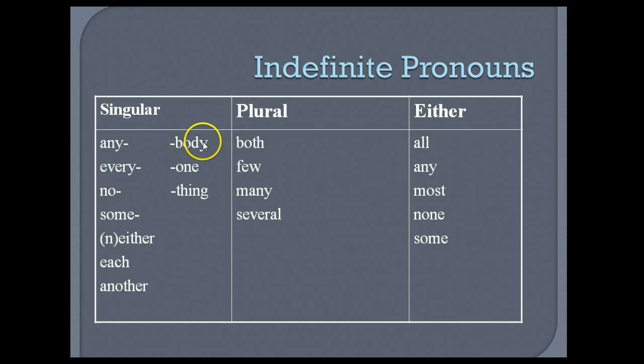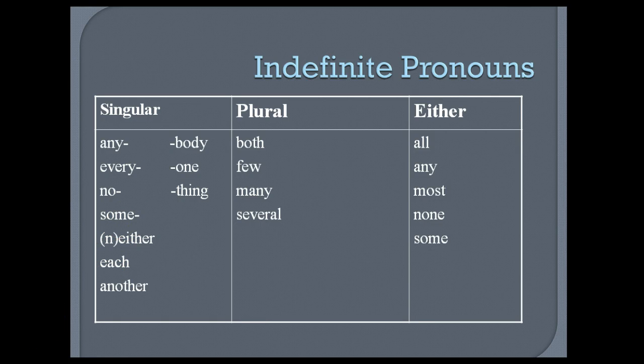You might be wondering why they're all singular. Think about it. The word body is singular. The word one is singular. The word thing is singular. Just because we change how that word starts, how it ends is still singular. The end is in parentheses here because it can be either or neither. Either, neither, if you prefer the pronunciation.